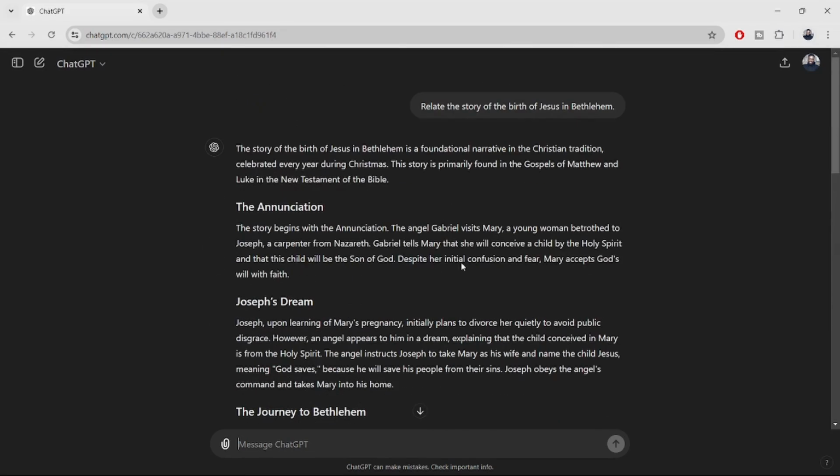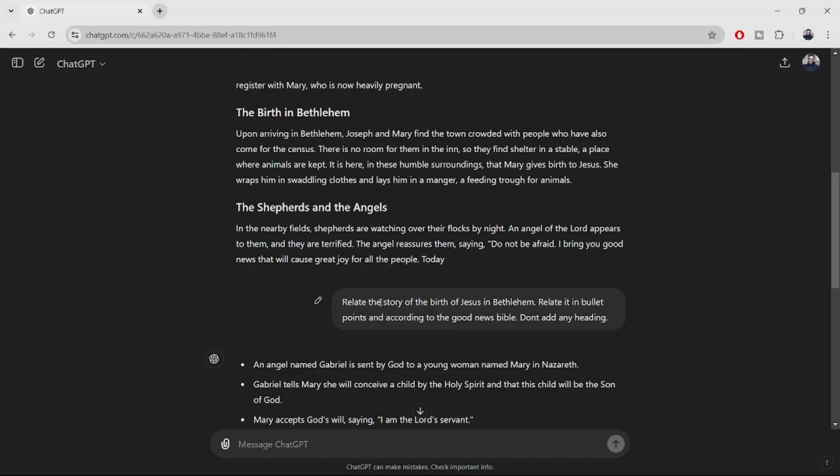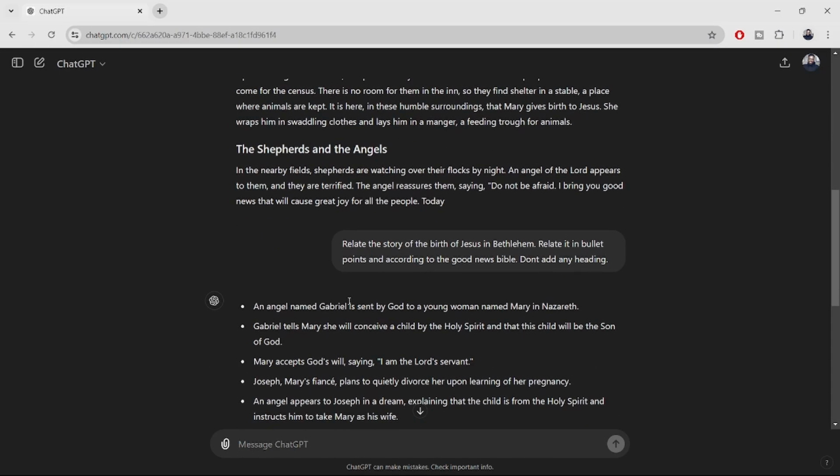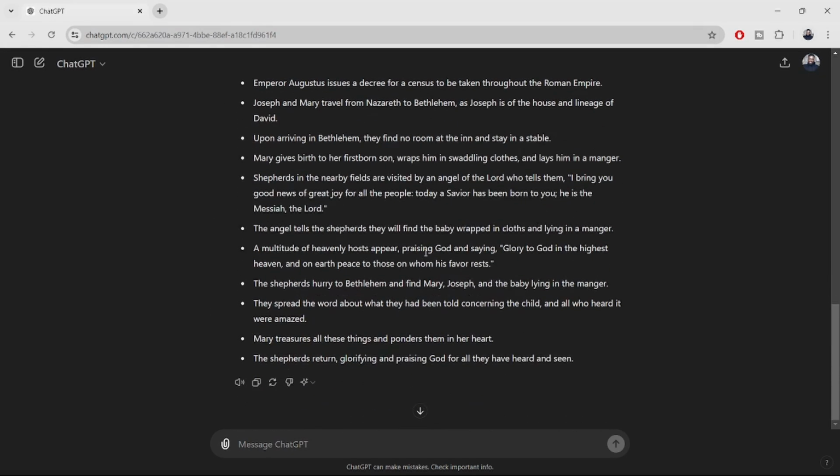If you just leave it like the way it was at the top here, relate the story of the birth of Jesus in Bethlehem, it might give you a different answer. But if you want it to look exactly how you want it to look, you have to give it some context. So relate the story of the birth of Jesus in Bethlehem, then relate it in bullet points and according to the Good News Bible, and then don't add any headings. And then the narration is there.